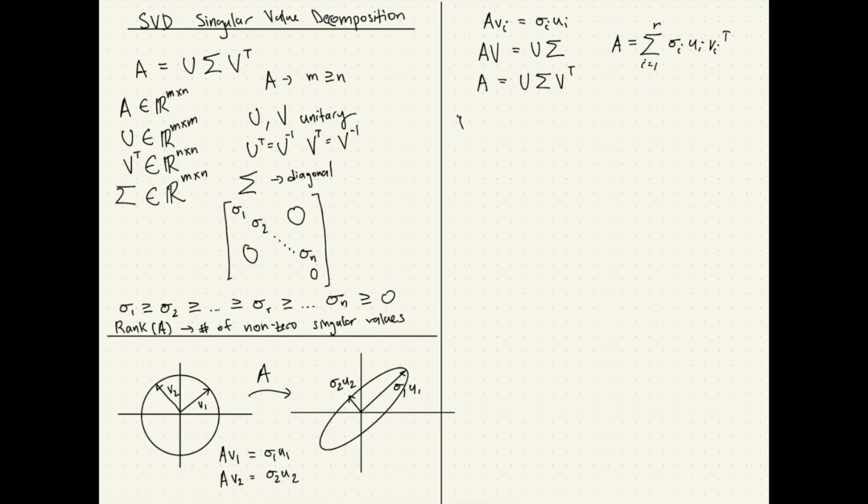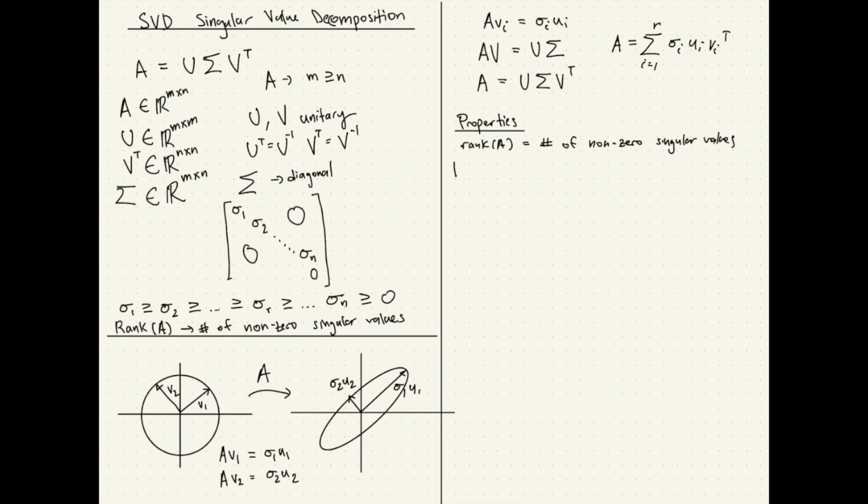Let's talk about some properties of the SVD. Again, we said this before, but the rank of A is equal to the number of non-zero singular values. That's pretty sweet. Given the SVD, we can give you the rank of the matrix, no worries.